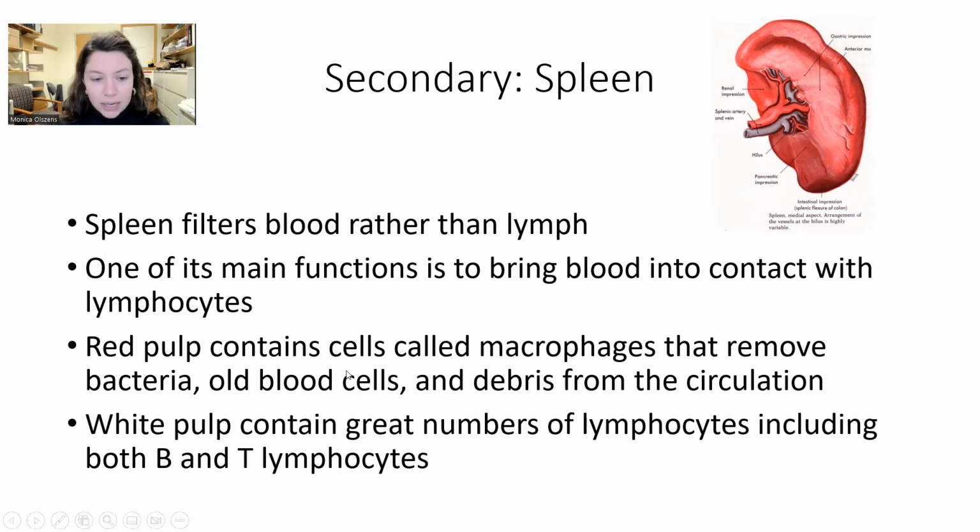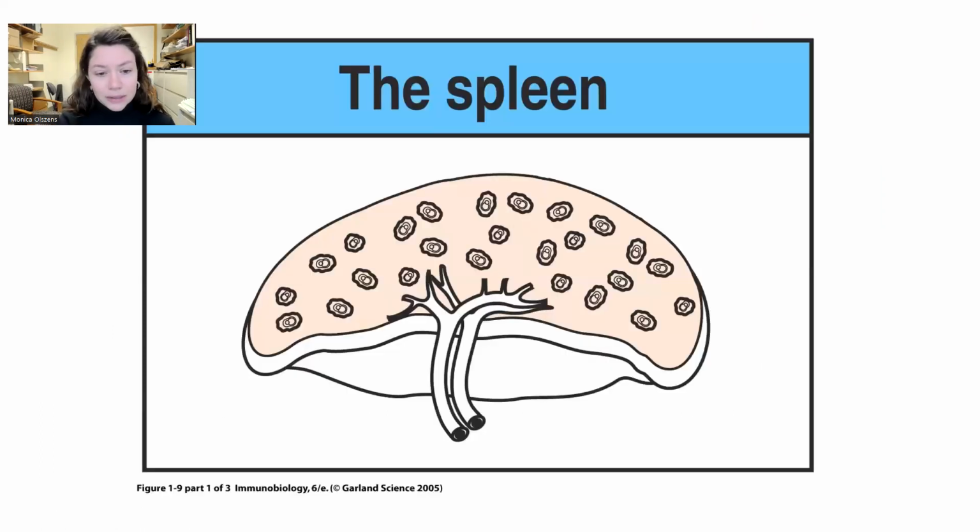There's two different areas: the red pulp and the white pulp. The red pulp is macrophages and old red blood cells. That's why it's red. The white pulp is actually just B and T cells, which do appear white because they don't have any type of coloring. So this is it. The diagram's okay. I feel like it's a little bit off. I wish they had colored it a little bit better.